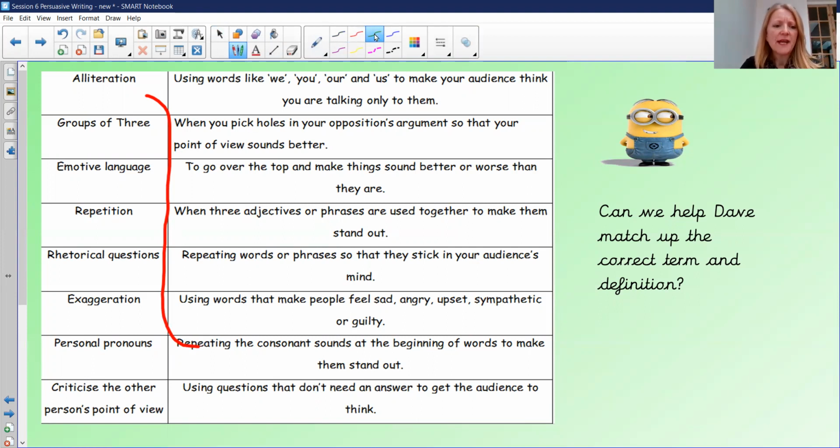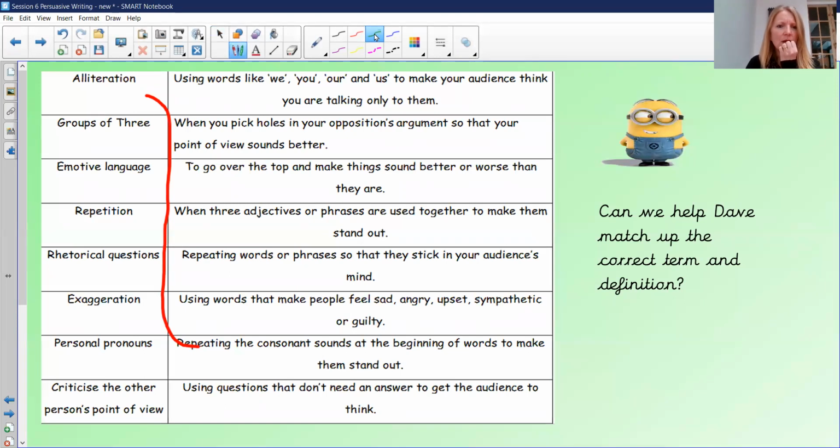Groups of three. Okay, this one is quite similar to repetition. So groups of three is when you have things repeated 3 times, or say the same thing 3 times, or use the same adjective 3 times, or use 3 adjectives to describe something. And that's quite similar to repetition, where you repeat something over and over again to give it extra emphasis. So I might come back to that one.